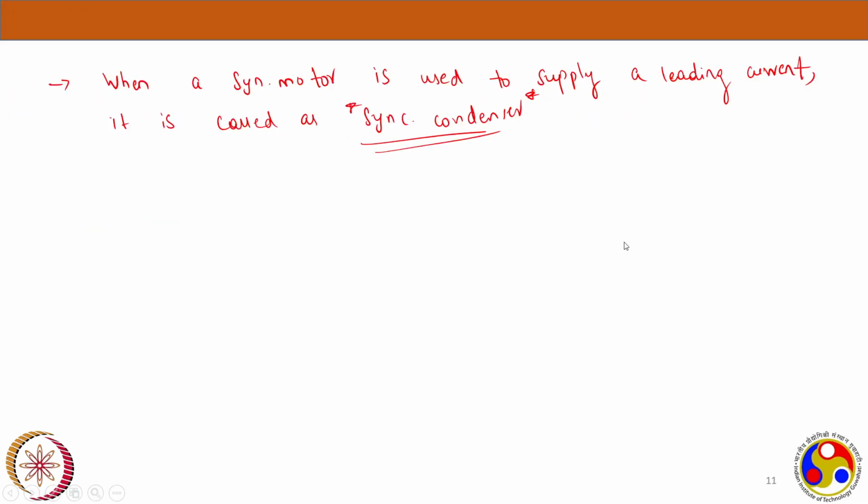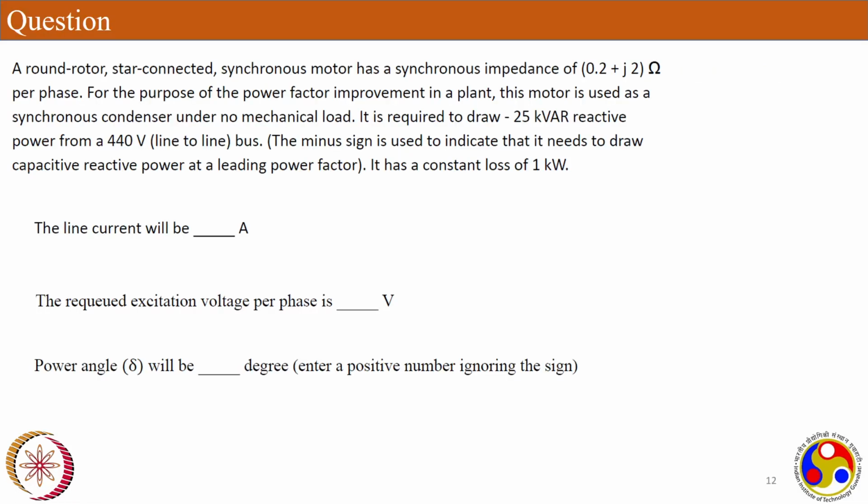Yeah, so that's it. Let's have a look into this problem. It will cover all the aspects we have studied today and also last week from the equivalent circuit. So please solve it with me. It's a very nice question.